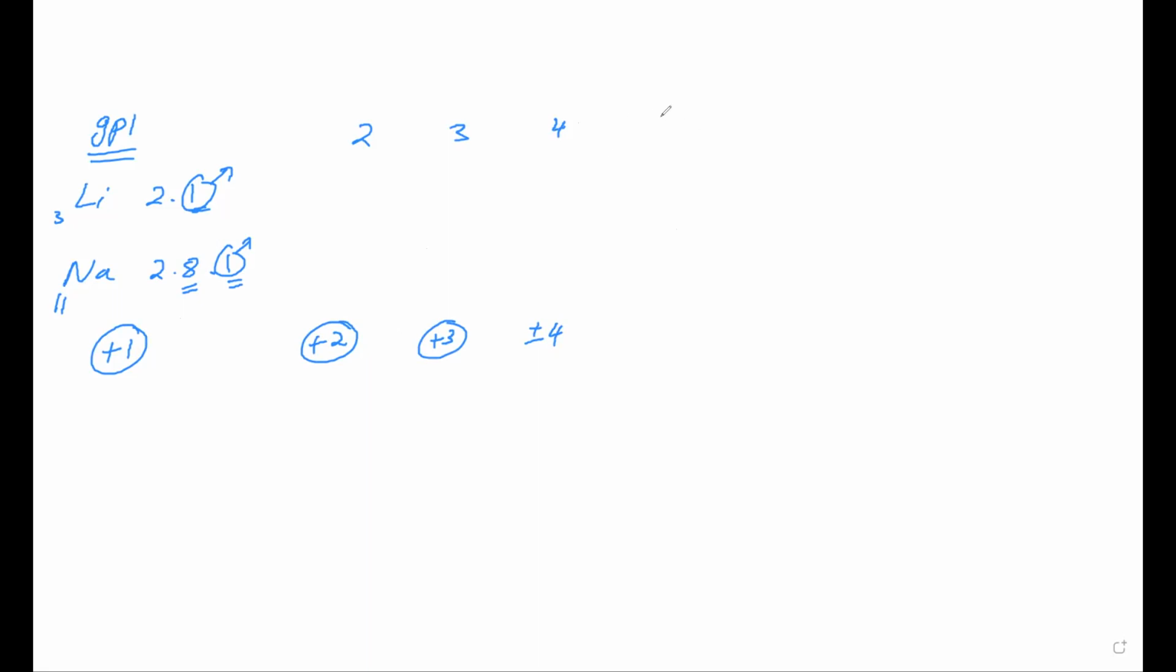For group 5, for example nitrogen, it has 2 and then 5. It's present in group 5 because it has 5 electrons in the outermost shell, and it's less energetic to gain 3 electrons to attain the full electronic configuration rather than to lose these 5 electrons. That's why all group 5 have a -3 charge because they gain 3 electrons.